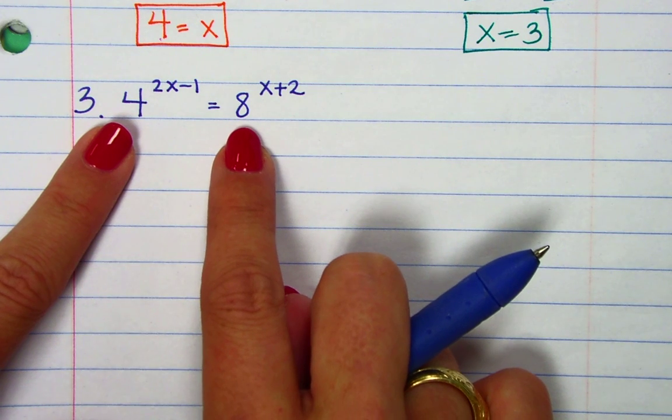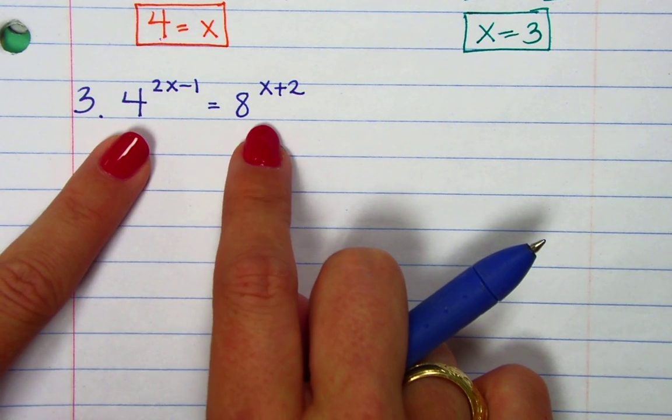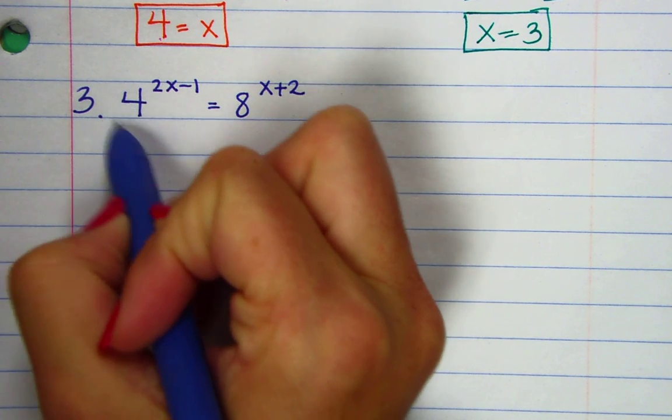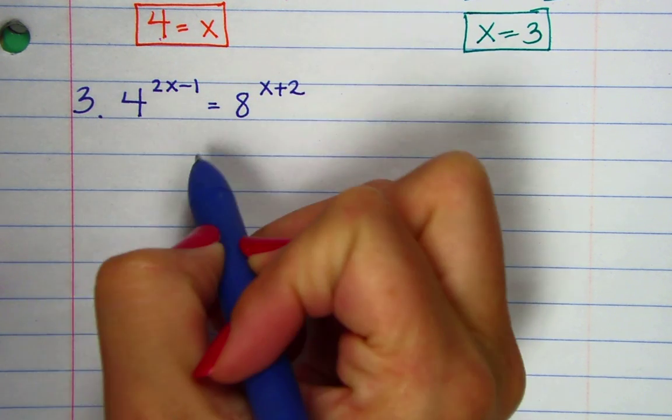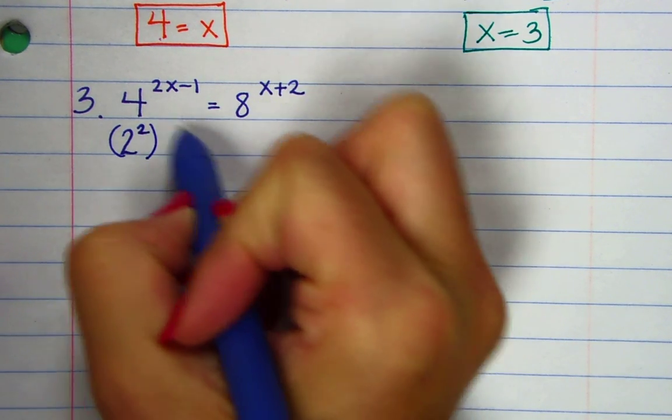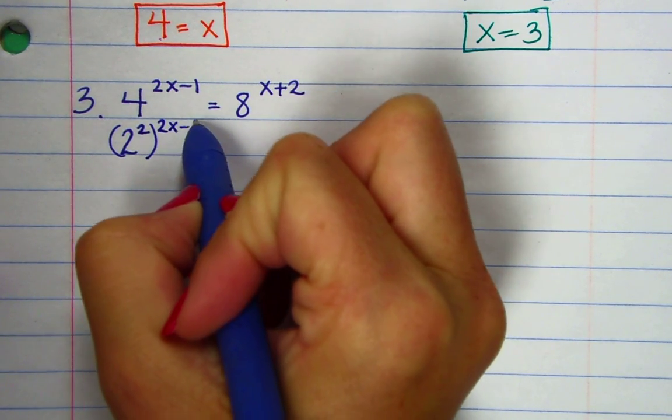Doesn't go into 8. But 2 goes into both of these, right? Okay, so the way that you would fix that is 2 to what power gives me 4? 2 squared, right? So I'm going to change that 4 to 2 squared. I'm going to put it in parentheses.